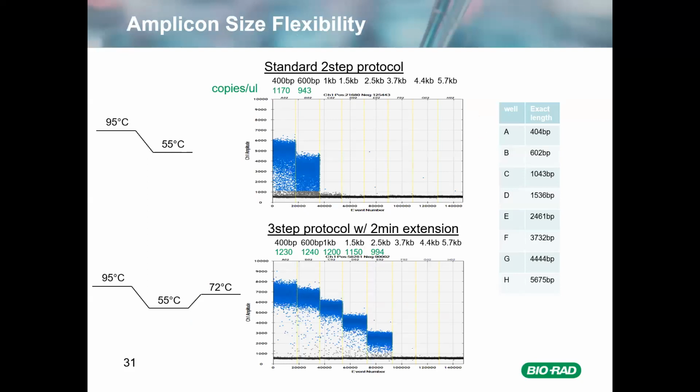Now, the next topic of flexibility is amplicon size. In this example, what we're looking at here is varying amplicon sizes ranging from 400 to 5.7 kb. Typically when we're thinking qPCR, it's often recommended that you keep your amplicon between 50 and 150 base pairs. We don't want to go much over 150.